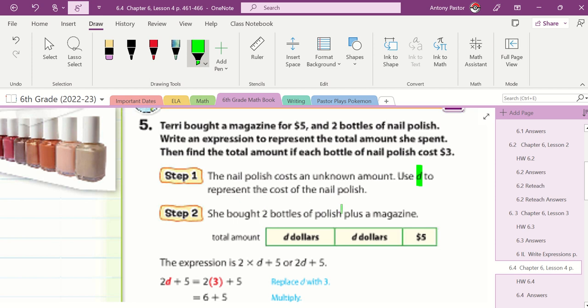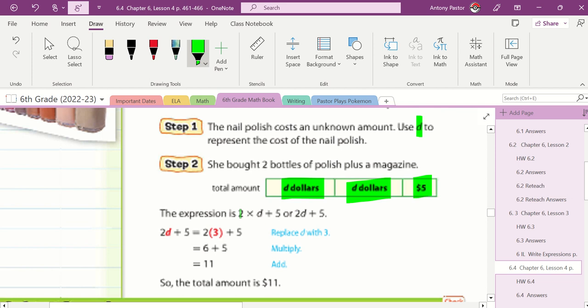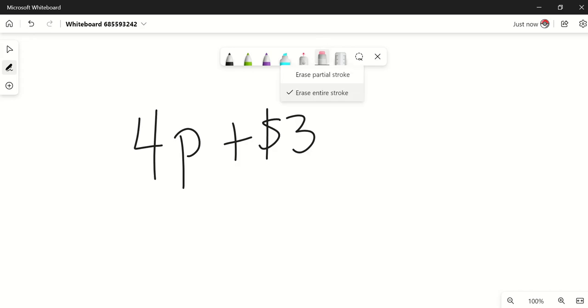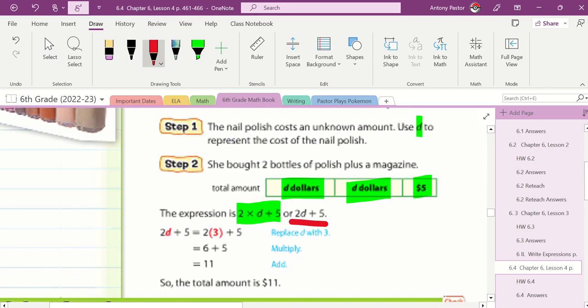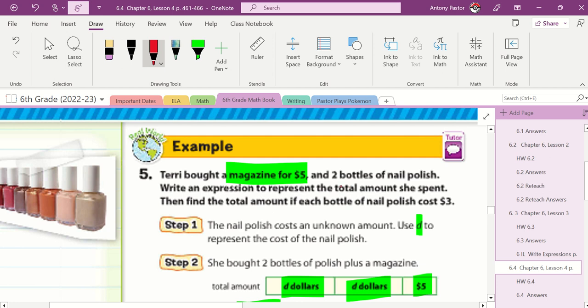She bought 2 bottles of nail polish plus a magazine. The magazine we know is $5. So magazine and then 2 sets of nail polish. D for dollars. Therefore, it'll be 2 times D plus 5. Another way to write that is 2D plus 5. So I'm going to go ahead and write it over here. 2D plus 5.